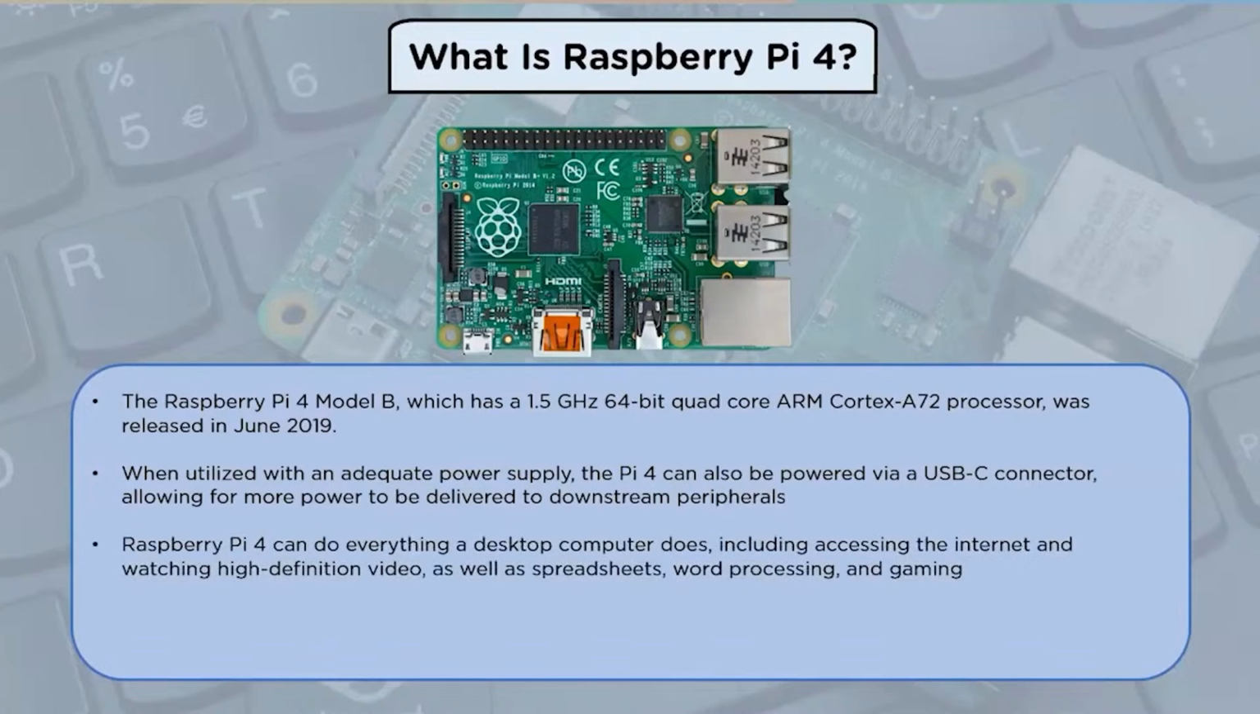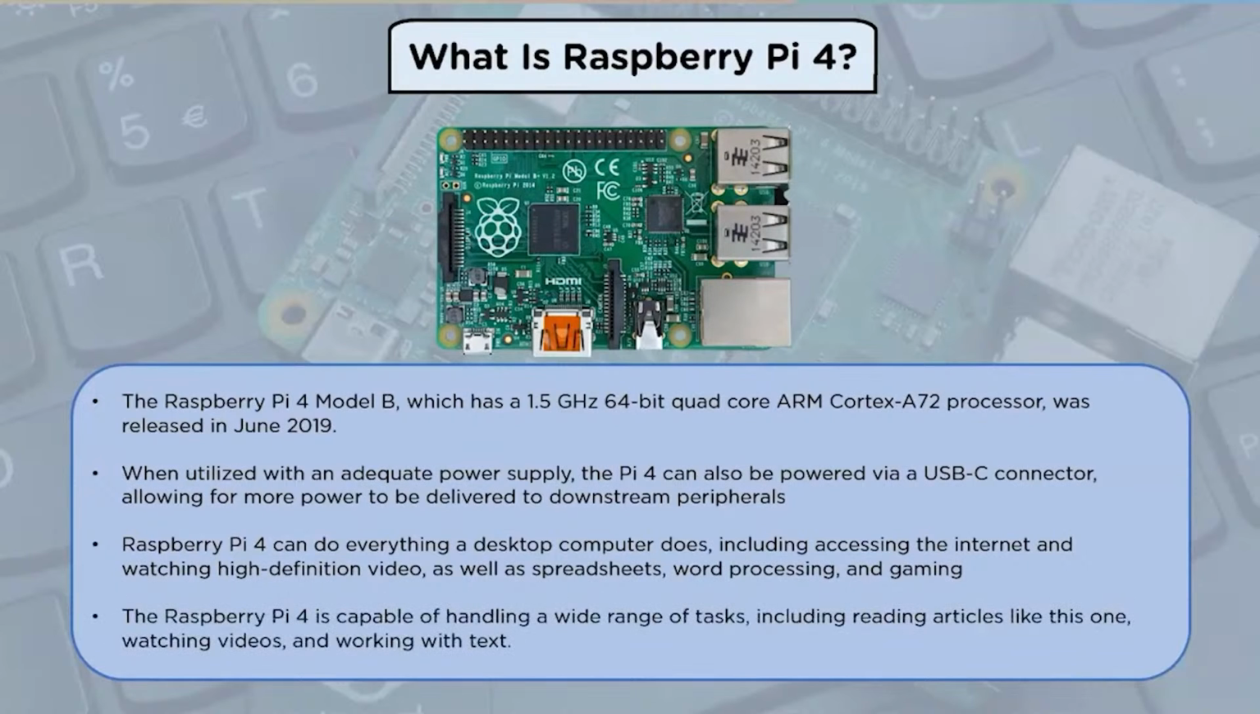Raspberry Pi 4 can do everything a desktop computer does, including accessing the internet and watching high-definition videos, as well as spreadsheets, word processing, and gaming. The Raspberry Pi 4 is capable of handling a wide range of tasks, including reading articles, watching videos and working with text.